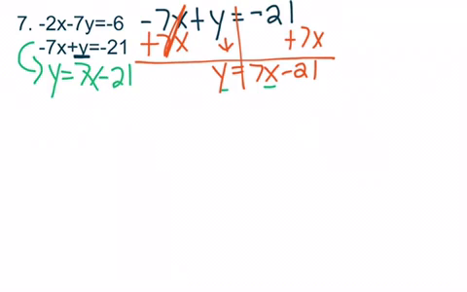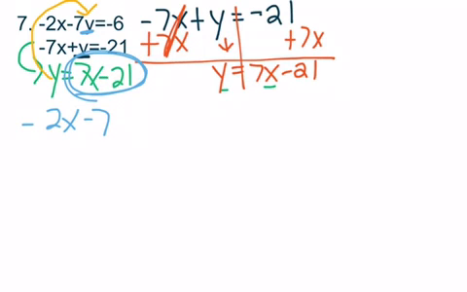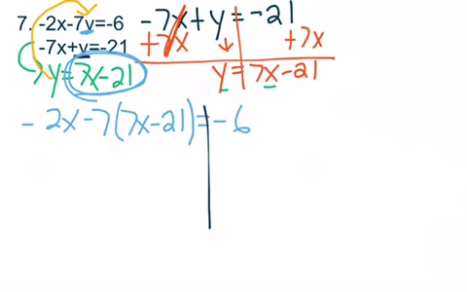Best way to find a value for x or y is to plug this equation in here in the top equation where the y's at. So I will have negative 2x minus 7. Instead of putting this y in, I'm going to put the value for y that I found, which would be 7x minus 21. Equals negative 6. Now I would just draw my river and solve for x in this case.